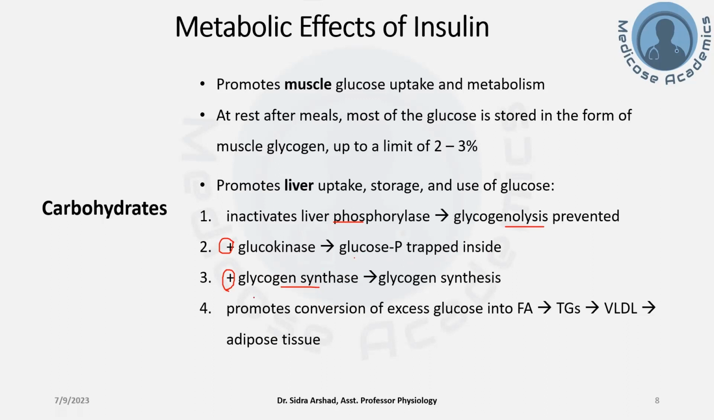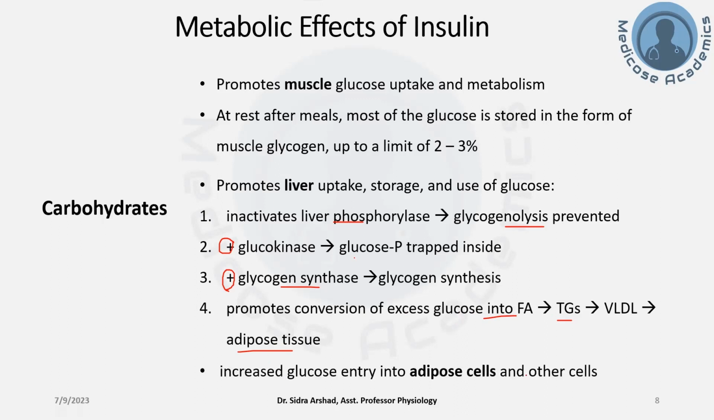It also promotes the conversion of excess glucose into fatty acids. So the excess glucose taken up by the cells, the hepatocytes, is also converted into fatty acids. These fatty acids are then converted into triglycerides, and these triglycerides then move out of the hepatocytes in the form of VLDL, and they are deposited in the adipose tissue. So the triglycerides are synthesized in the liver, they are stored over there, or they are moved into the adipose tissue.